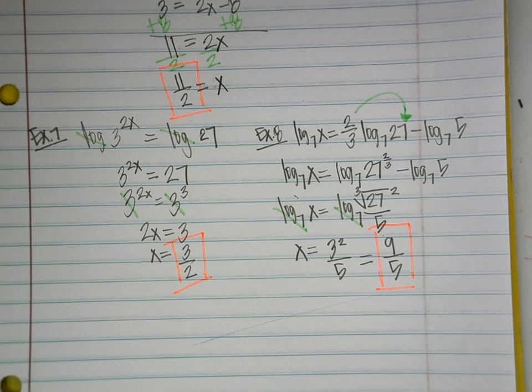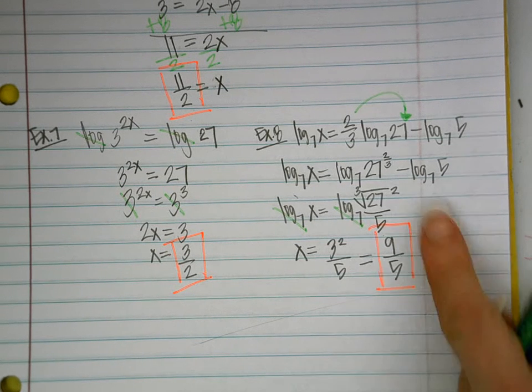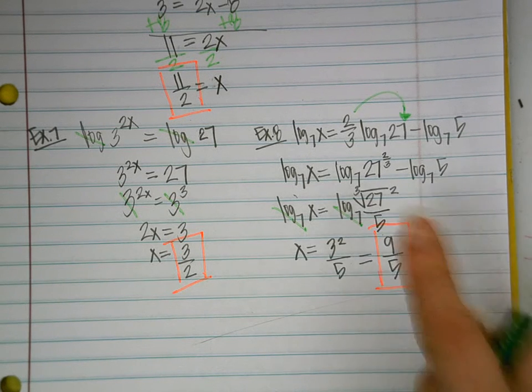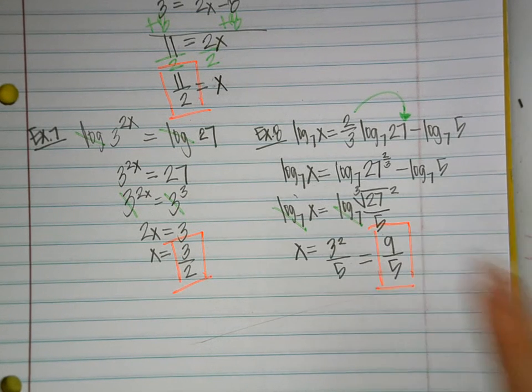Where'd I lose you guys? So the power 2/3, so the cube root is 3, and then take it to the power. So 3 squared is 9.